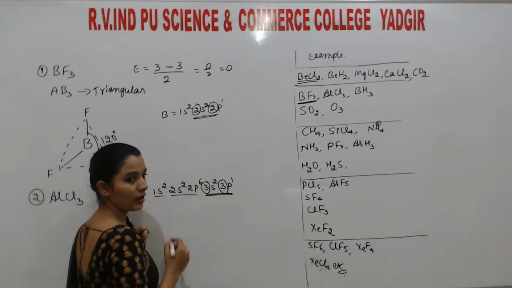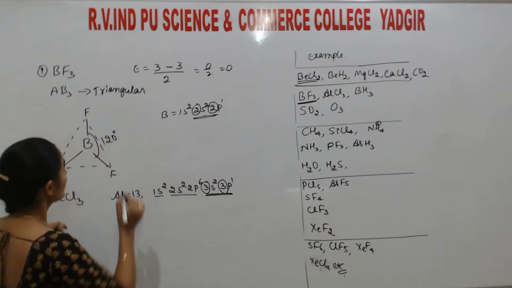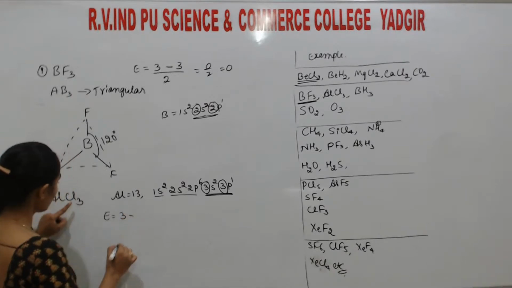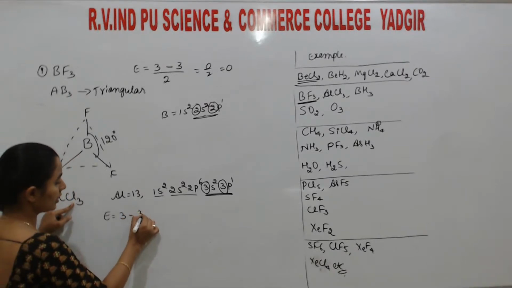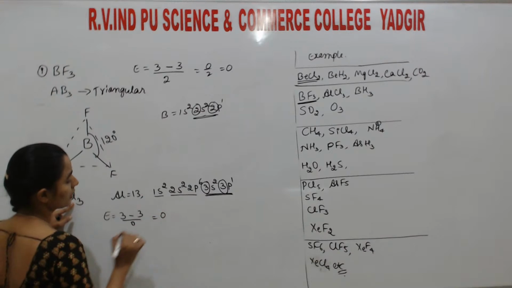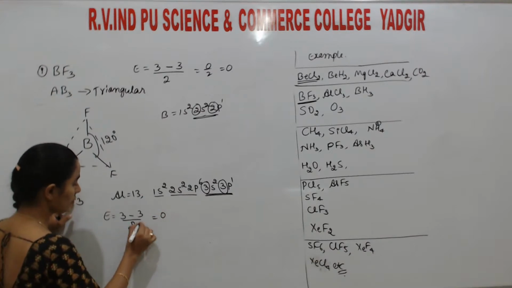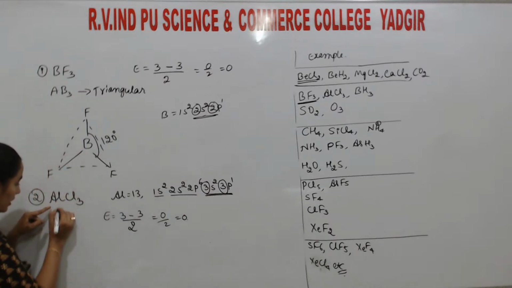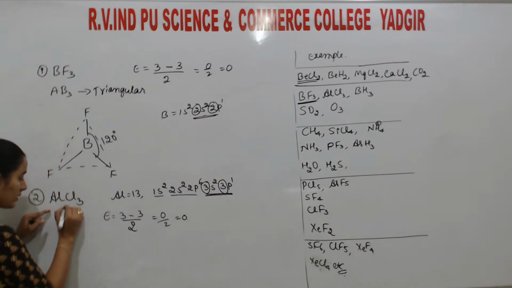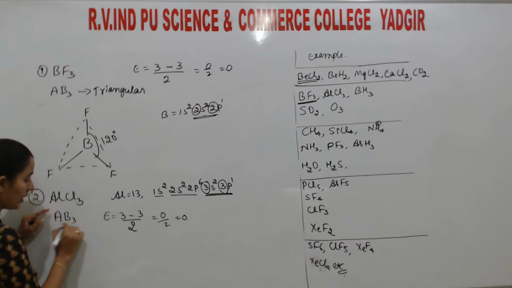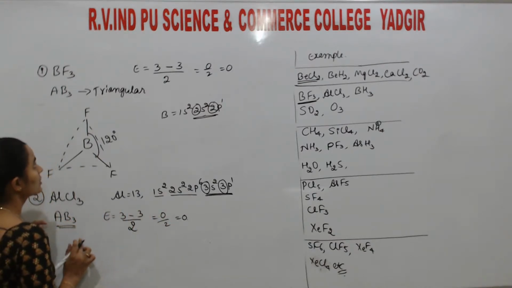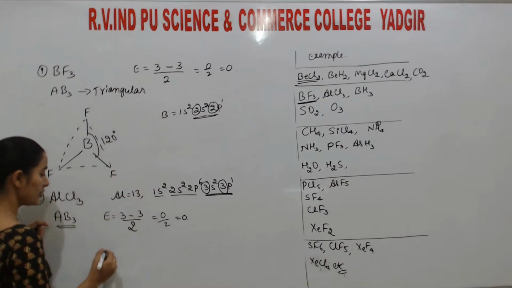Here 2 plus 1, 3 electrons are there. Similarly, electron pair is 3 electrons minus the bonded, 3, divided by 2, that is 0 electrons divided by 2. So 0 by 2 means 0. So students, here Al is A, Cl is B3, AB3 type molecule because there is no lone pair electron. The shape of AB3 molecule is trigonal planar.